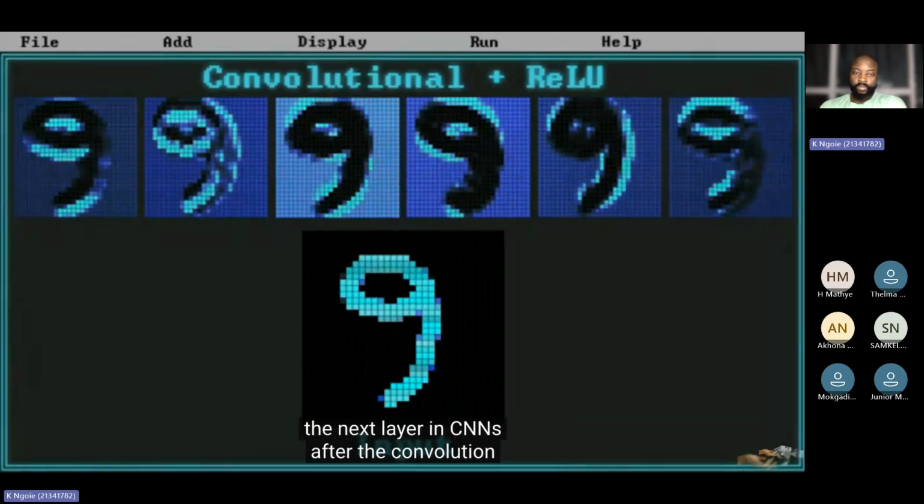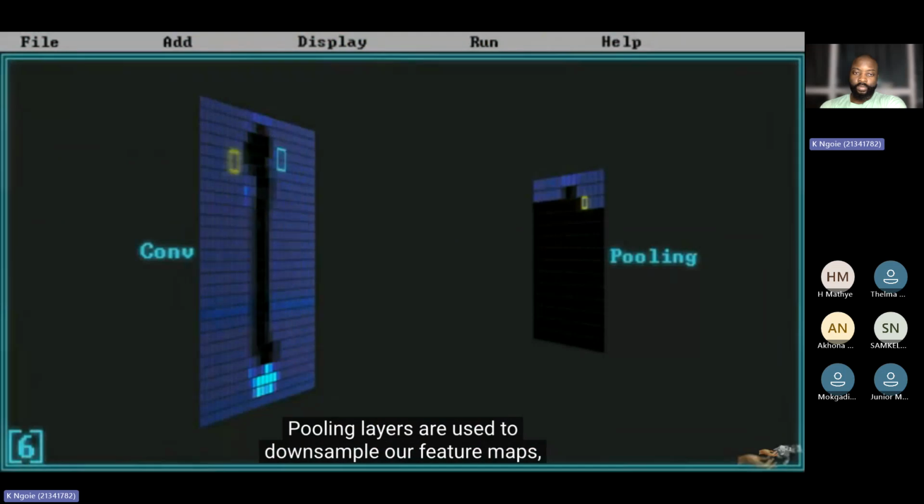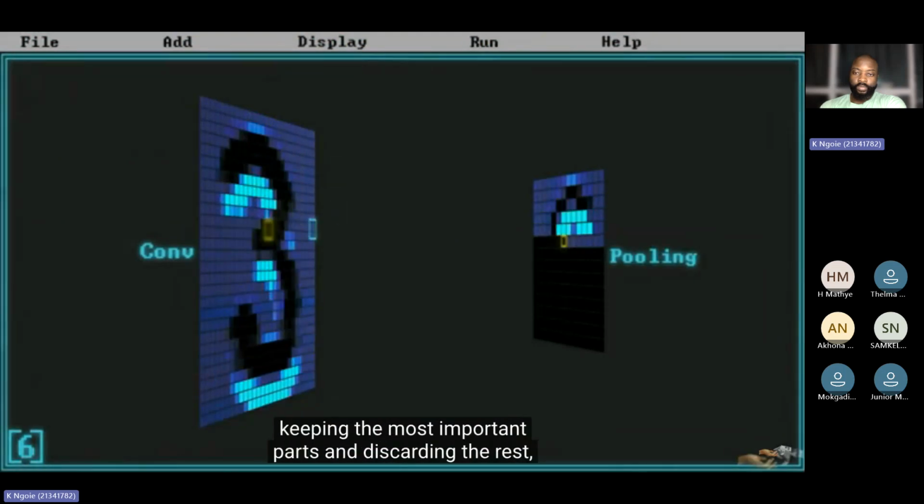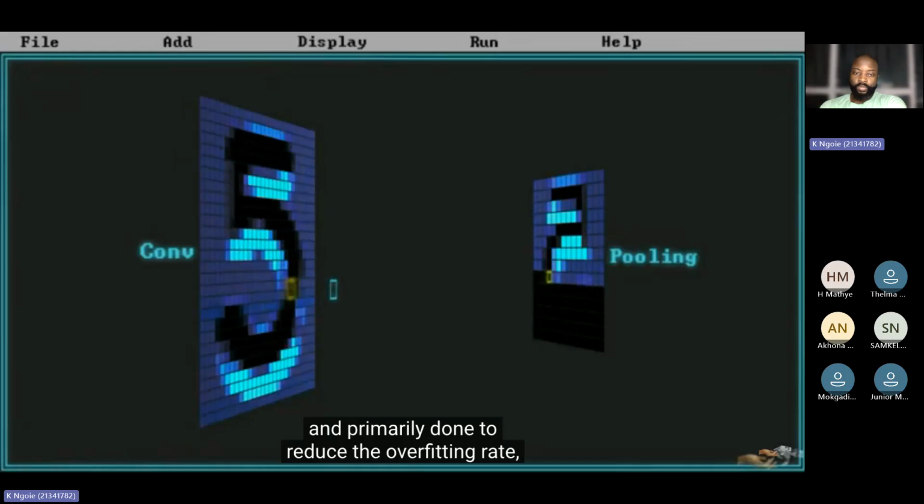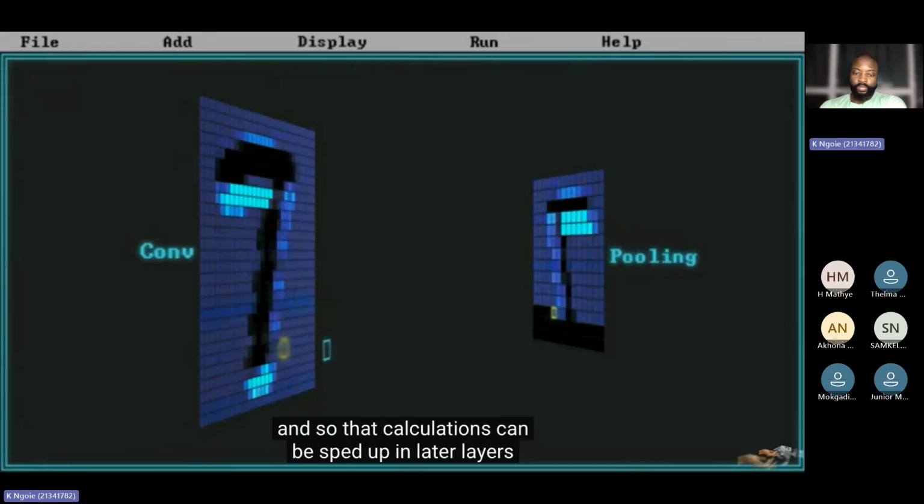Moving on, now that we have rectified feature maps, the next layer in CNNs after the convolution is a pooling layer. Pooling layers are used to downsample our feature maps, keeping the most important parts and discarding the rest, and primarily done to reduce the overfitting rate and so that calculations can be sped up in later layers due to the reduced spatial size of the image.